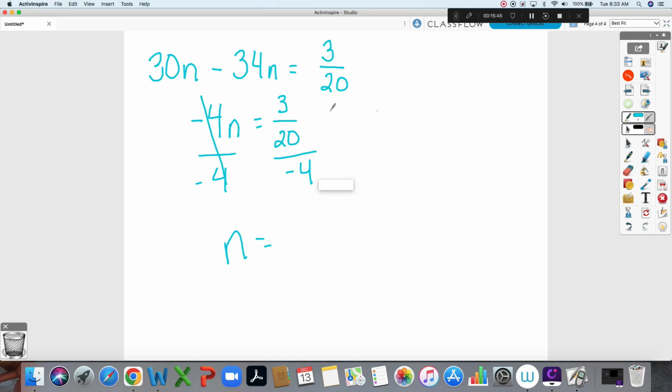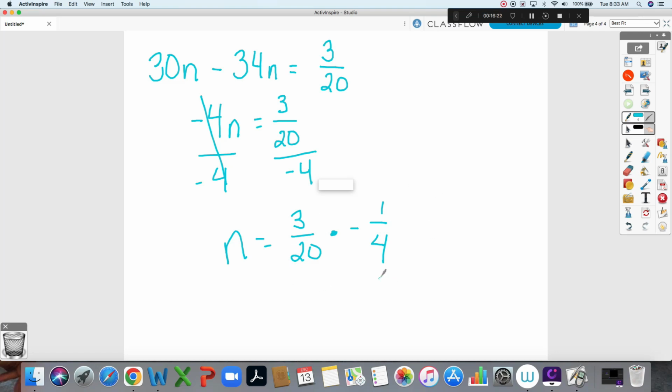How do I do this? Blake, you remember? Flip and multiply. So I end up with 3/20. When I flip my negative 4, what does it become? It's a whole number, so when I flip it, it becomes 1/4. It has that invisible 1 underneath it, so when I flip it, it becomes 1/4.